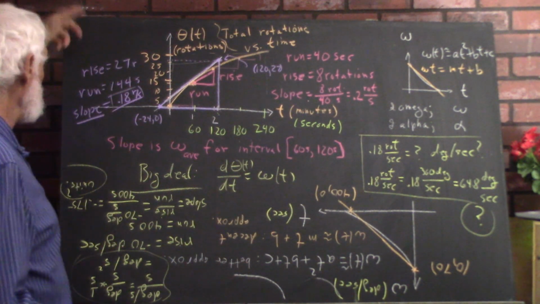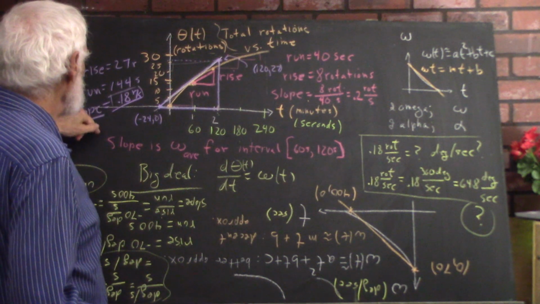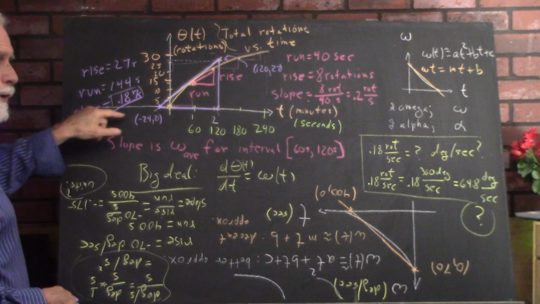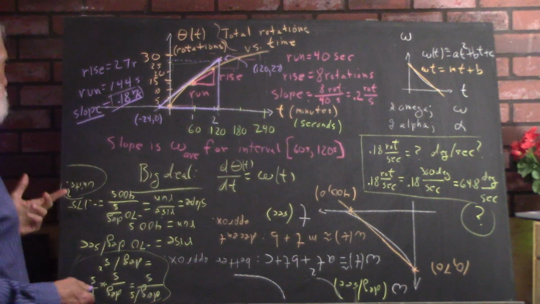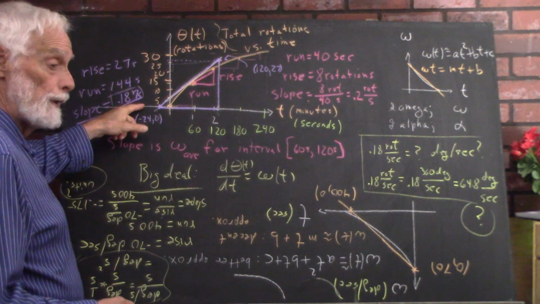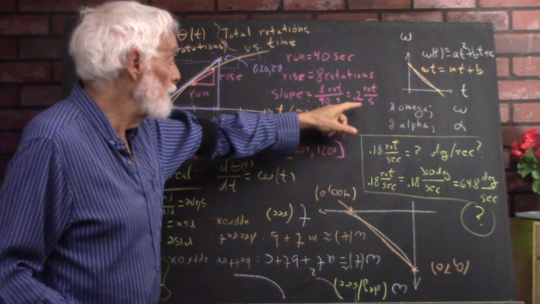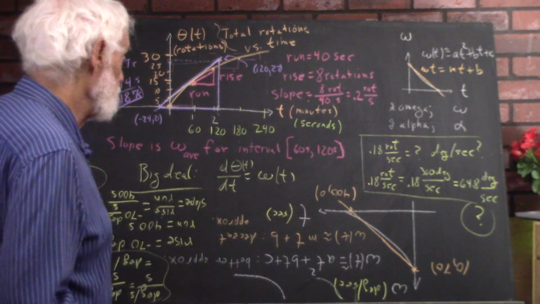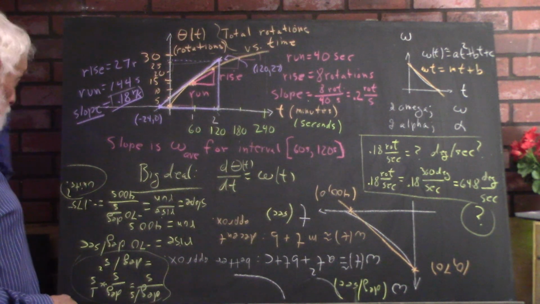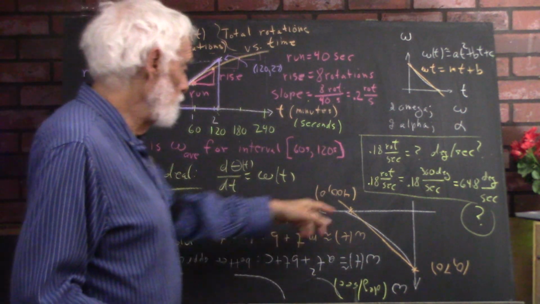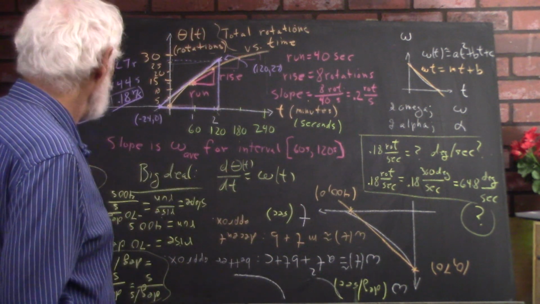Hopefully we will. Okay, anyhow, we've got the rise, we've got the run, we've got the slope. And we calculate the slope in the obvious way. Now, the slope here we get is 0.18 rotations per second. And it compares pretty well with the 0.2 rotations per second. And that's going to compare fairly well with the omega that you get in this upside down graph.